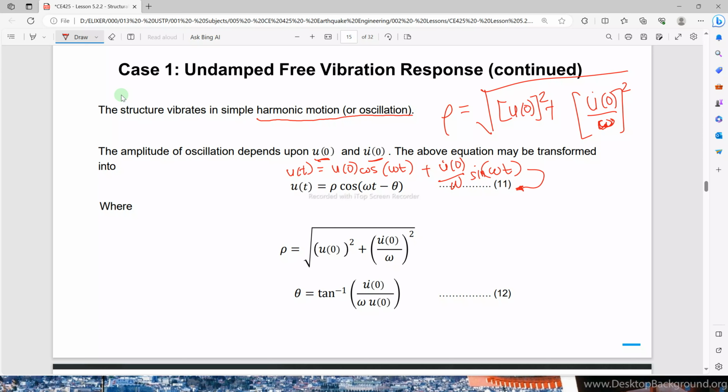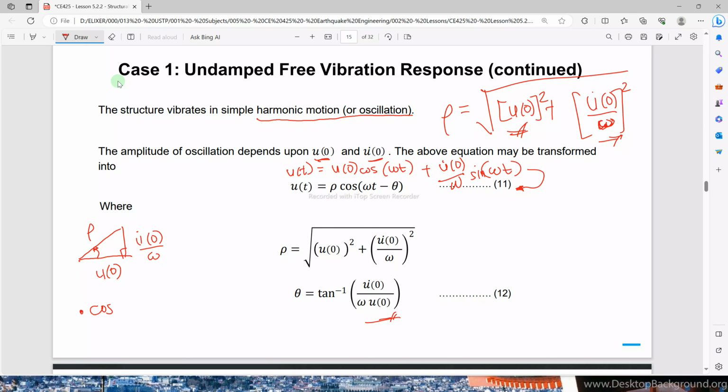So how do we get there? We have this tangent formula. If you notice, the amplitude is just the square root of the sum of squares of the initial displacement and the initial velocity term. So rho, the amplitude, is like the hypotenuse of a right triangle. We have here the initial velocity divided by the natural angular velocity, and then the initial displacement, and we have our rho on the side.